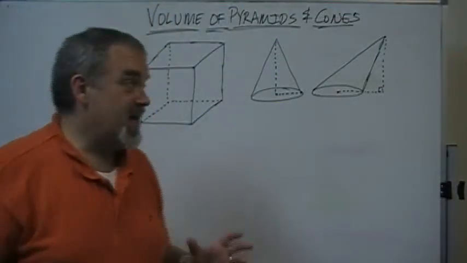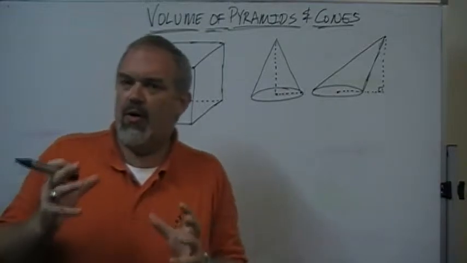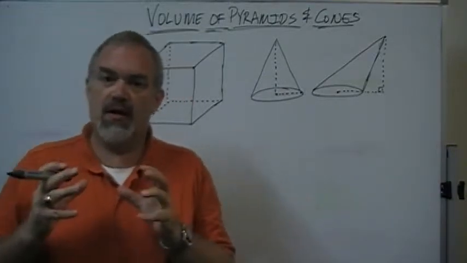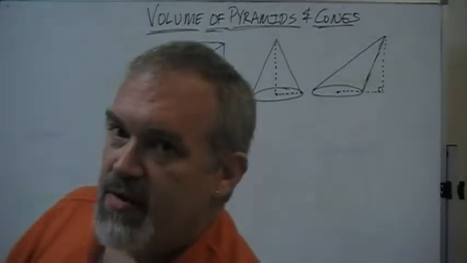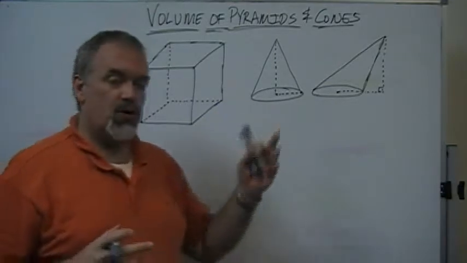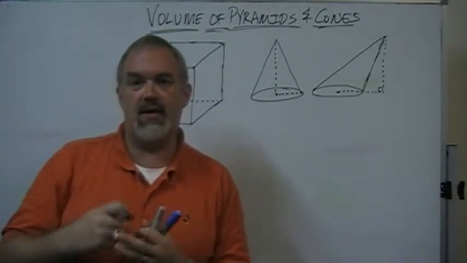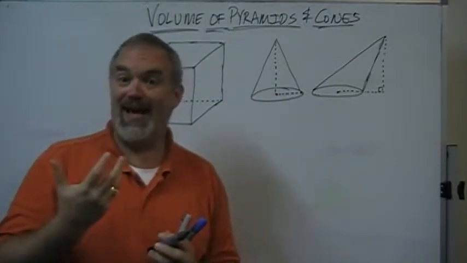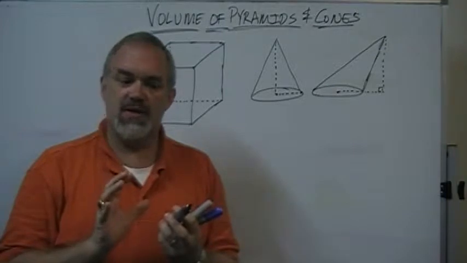Okay, our topic today is volumes of pyramids and cones. Now, you've probably got this already, but when we're talking about volume, we're talking about the stuff that is in a three-dimensional figure. So, for example, if we were talking about a cone, we'd be talking about how much ice cream would actually fit in there, as opposed to how much of the waffle stuff it would take to make the cone, which would be more like surface area.